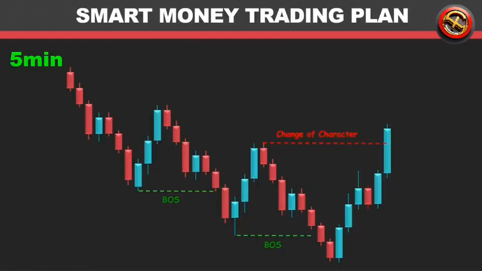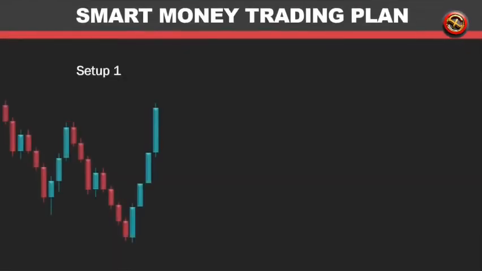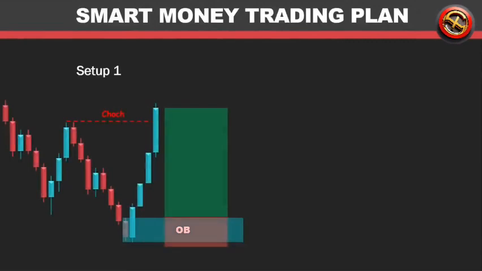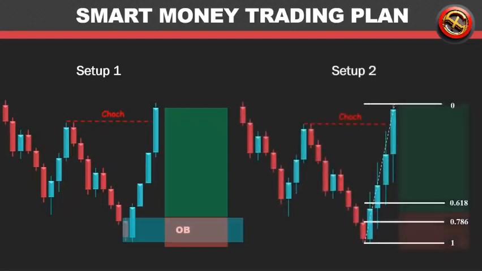We will use two entry setups to open positions. Number 1, if the change of character creates fair value gaps, we will place our buy limit a spread size above the order block. Number 2, if we have no gaps, we will use the retracement levels and enter positions in the middle of the 618 and 786 levels. Stops will be below the swing low and we can use multiple trade management strategies.